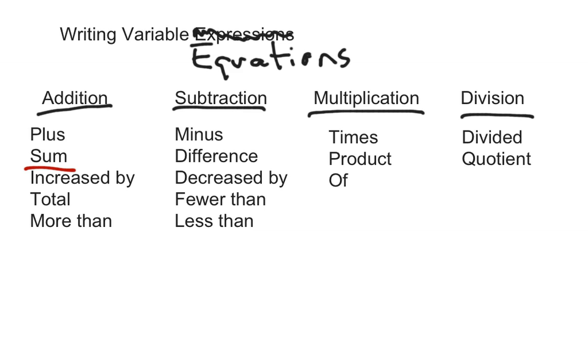Sum. The sum means the answer to an addition problem. So anytime you hear the word sum, means that we're adding. Difference is answer to a subtraction problem. Product is the answer to a multiplication problem. Finally, quotient is the answer to our division problem.